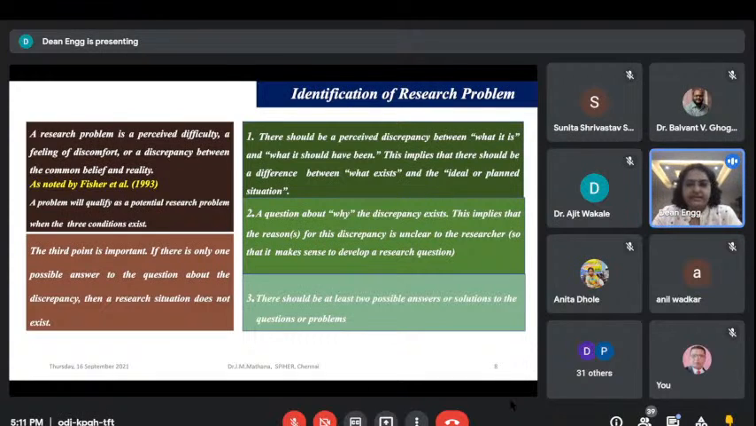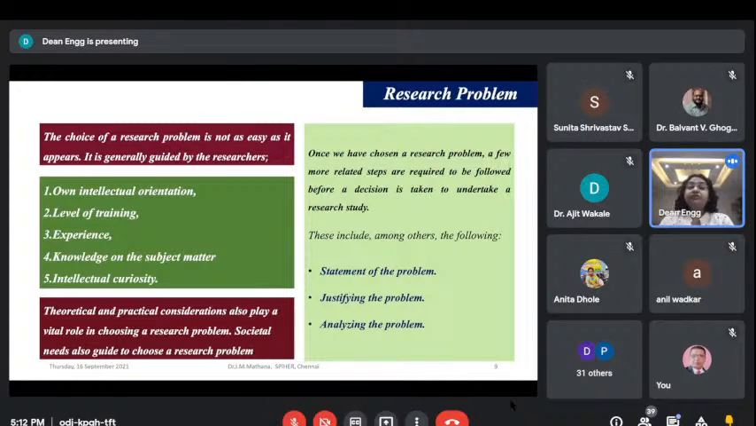And the second one: yes, a discrepancy is available, right? Good. Now, why does this discrepancy exist? That is the second condition. So always we have a question: why the discrepancy? And the third one is, right, the discrepancy is there. For the reason of the discrepancy, minimum we need two answers or two solutions. If only one answer is there for why, it is not a research problem. So a minimum of two reasons or two solutions is needed.